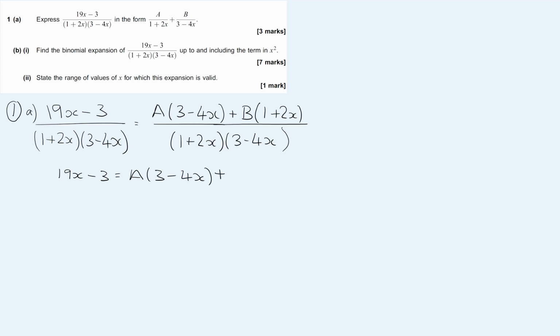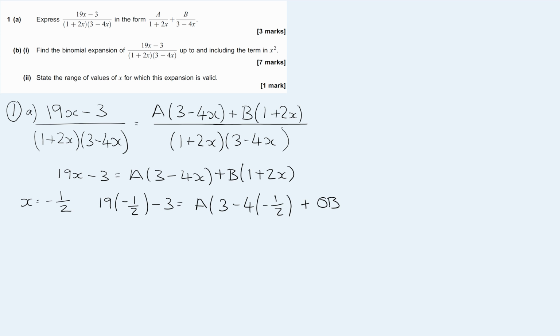So then we're going to try and find values of A and B. We're doing that by choosing suitable values of x. So if we want to make B equal to 0, we'll choose x is equal to minus a half, because that will make this bracket here equal to 0. So if we then put x is minus a half into this equation, we are going to get a value of A, which is 3 minus 4 lots of minus a half, and as I said, B is going to go to 0. So these two things can then just be put straight into a calculator.